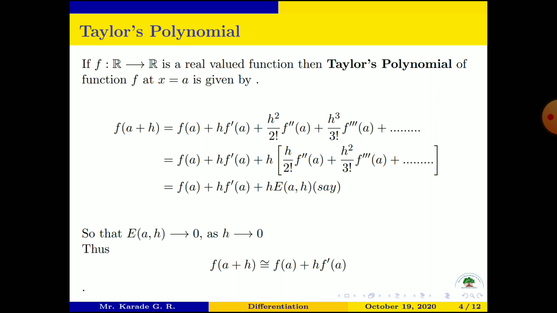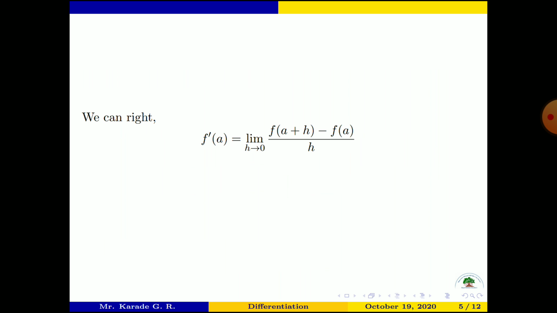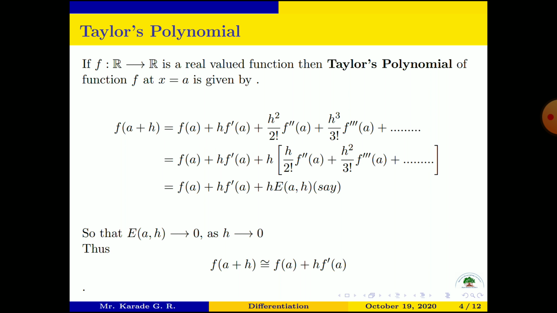Once again, the value of function f near the point a is approximately equal to f of a plus h into f dash of a. So this is the geometric meaning of this Taylor's polynomial. From this previous slide, f of a plus h is approximately equal to f of a plus h into f dash of a. Approximately equal means when h approaches 0, these two are approximately equal.